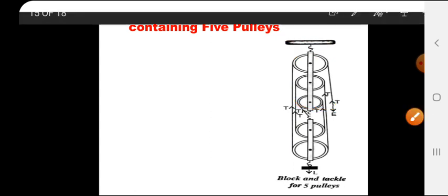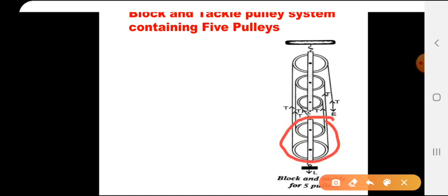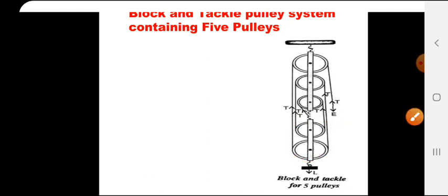Then the tackle is the set of pulleys which are movable. You can see here, these are the 2 pulleys, or set of pulleys, which are movable, which can move in upward direction as well as in downward direction. So this is called the block, the set of pulleys which are fixed, and the set of pulleys which are movable is called the tackle.